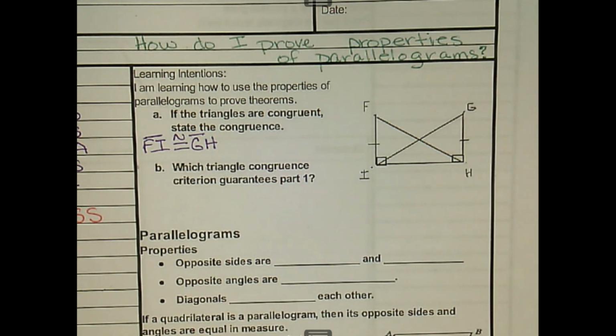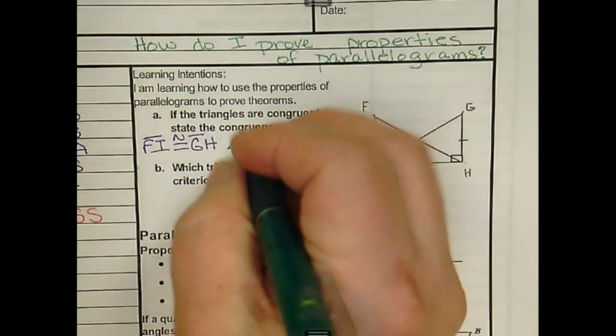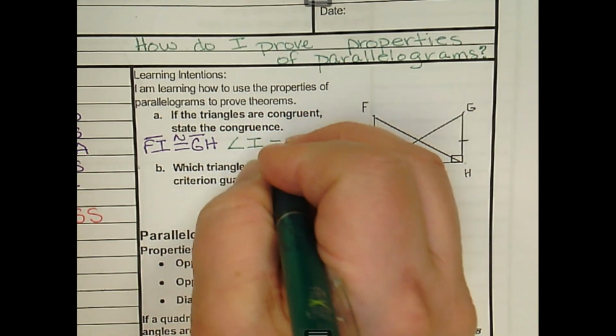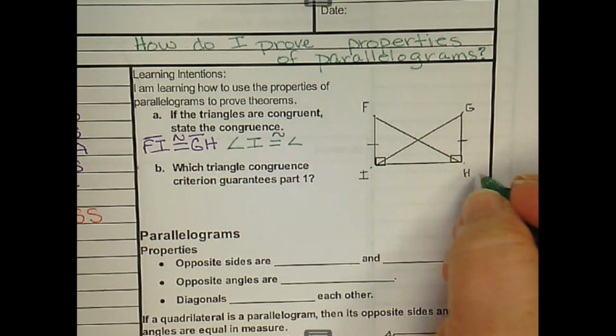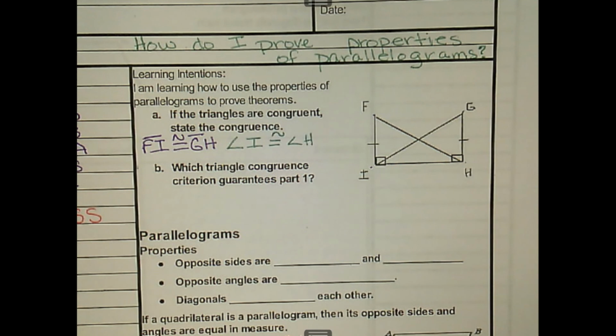I'm also noticing I've got those two 90-degree angles. All 90-degree angles are congruent. So angle I is congruent to angle H. Okay, I've got one angle on one side. I need another angle or I need another side.